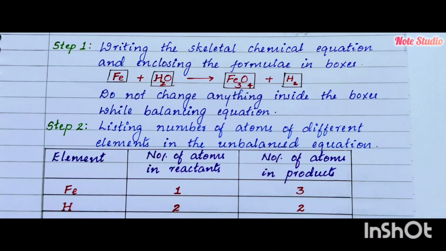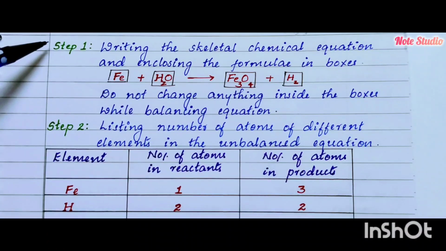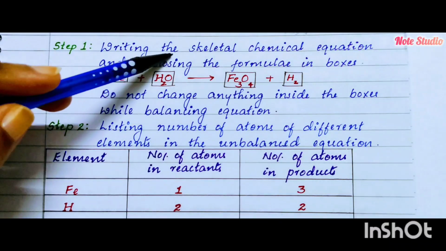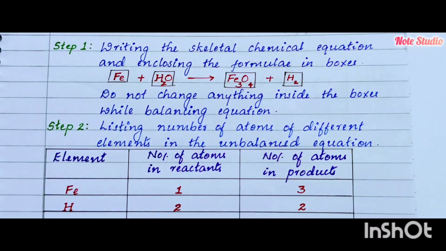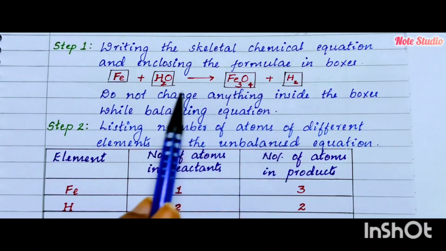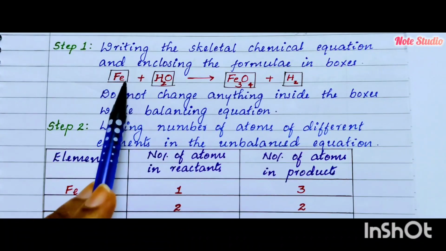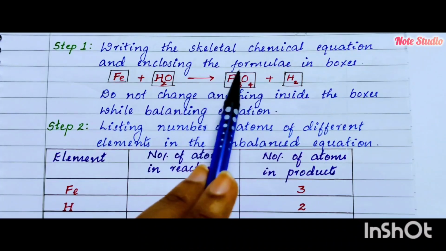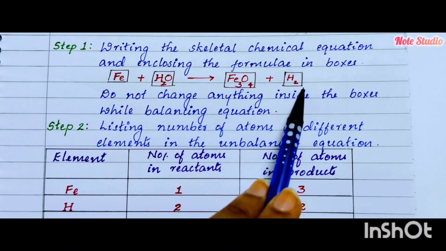Now let us study about the process of balancing the chemical equation. As I said before, we need to follow few steps to balance the equation. The first step is writing the skeletal chemical equation and enclosing the formulae in boxes. Skeletal chemical equation is nothing but we know that the chemical equation which is unbalanced. So that we have written here, but you can see one difference. Every symbol and the formula is enclosed using the boxes, correct?